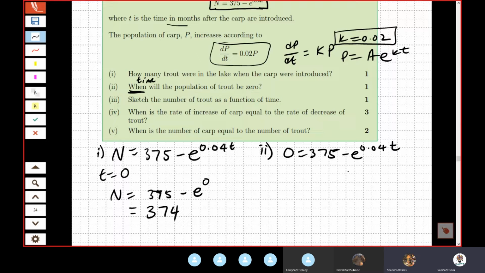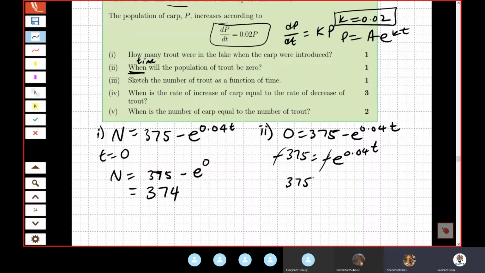What do you want to do? Get rid of the 375, move it to the side. Fair enough. And then you're here. Now, those two out, wouldn't you? Yep. And then what would you do here? 375 equals e^0.04t. How do I get rid of the e? A log.